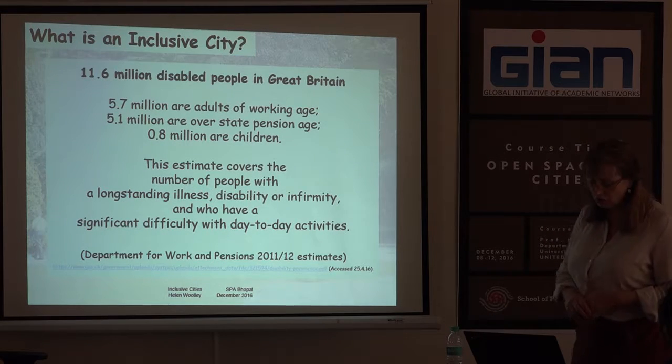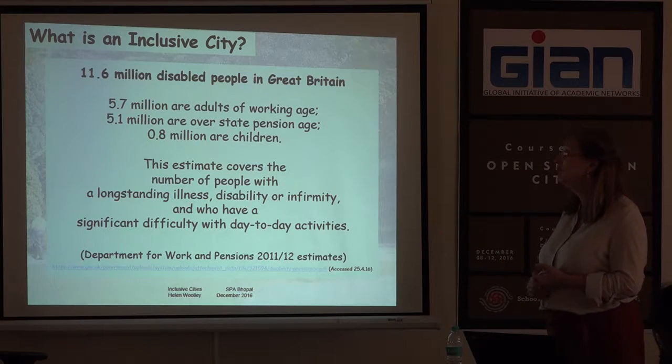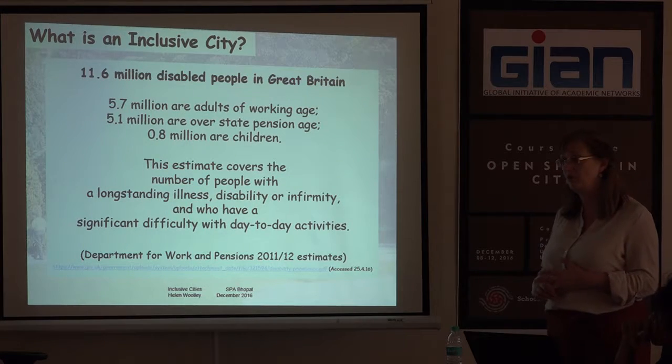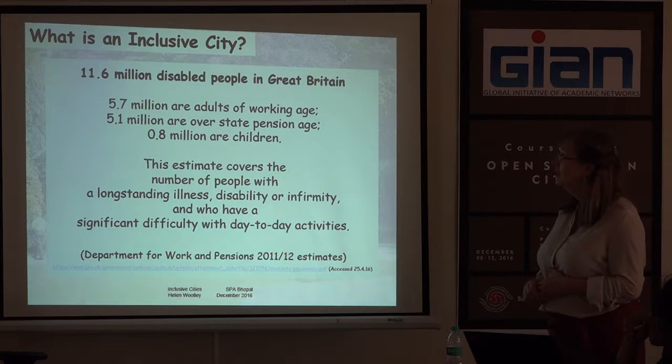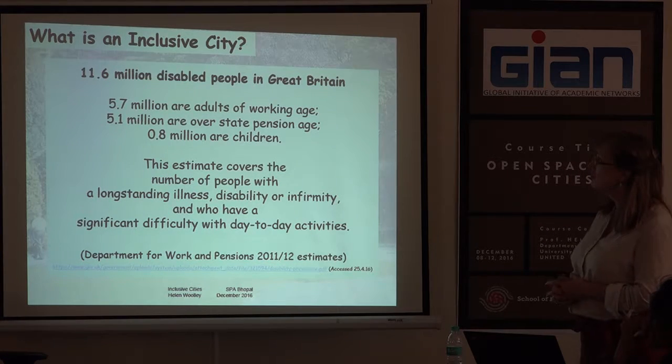So in the UK context, we know that there are nearly 12 million, 11.6 million people who are disabled. We know this from the census that takes place every 10 years, where people have to declare whether they're disabled. And on these censuses, we always assume people are telling the truth. So, of these, 5.7 million are people who are of working age. So that's over half. 5.1 million are over the state pension age, so old people, and 0.8 million are children.